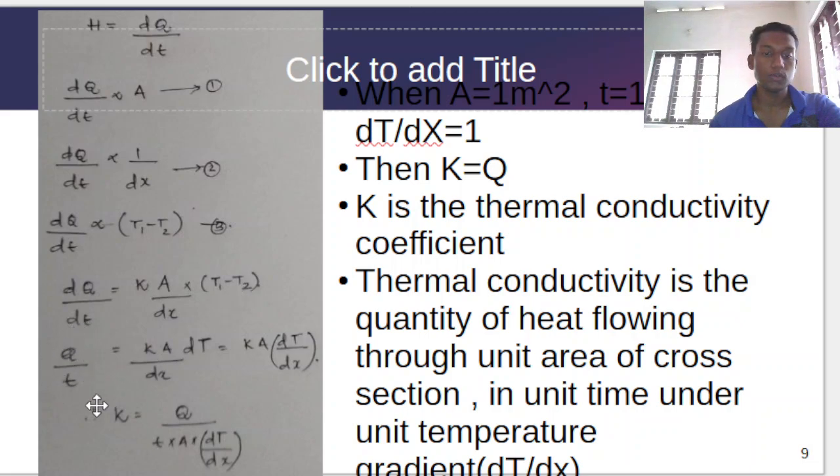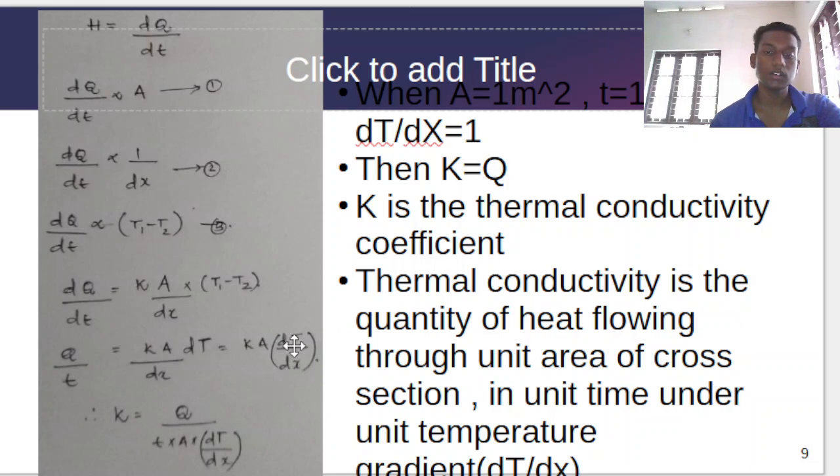Here I have taken q by t, which is similar to dq by dt. The dq by dt means a small heat transfer, while q by t means a transfer occurring in a big time interval. So here I have taken dT, here it is t, will be equal to KA dT by dx. I have denoted the difference in temperature as dT here, and we are rearranging the terms. We get KA into dT by dx. Here dT means difference in temperature and dx is the thickness of the wall.